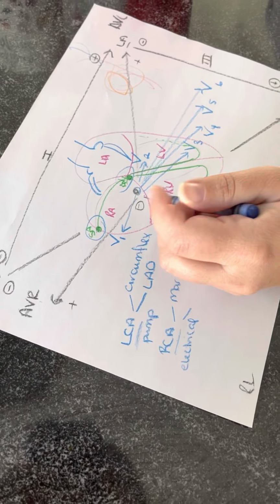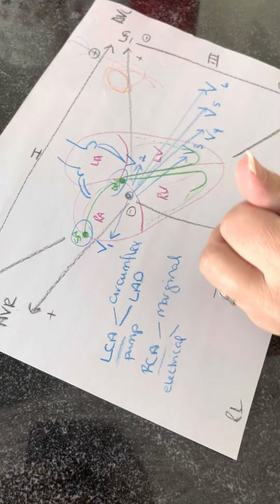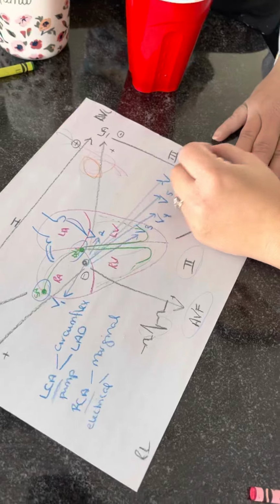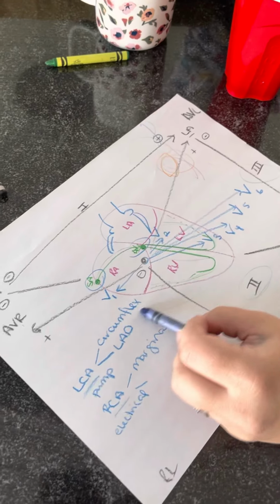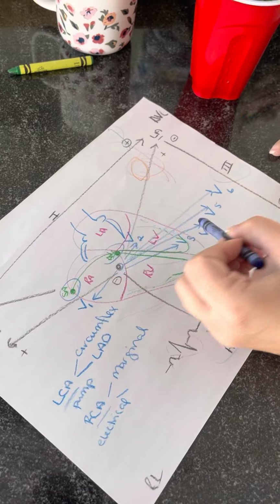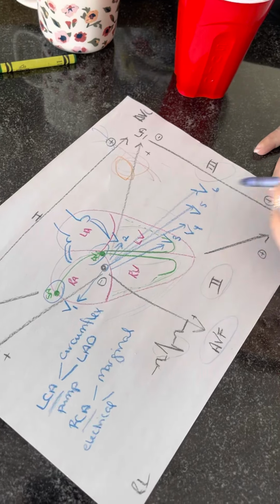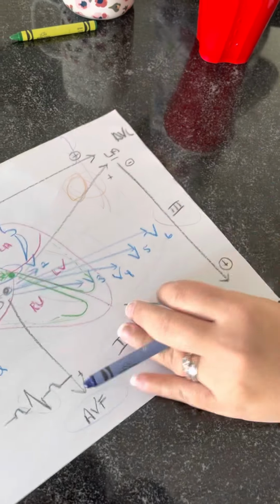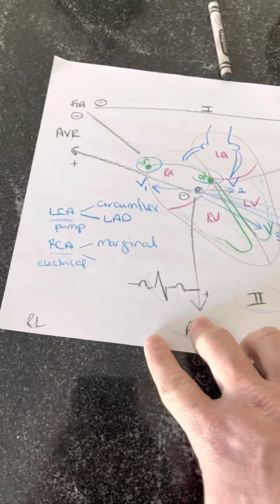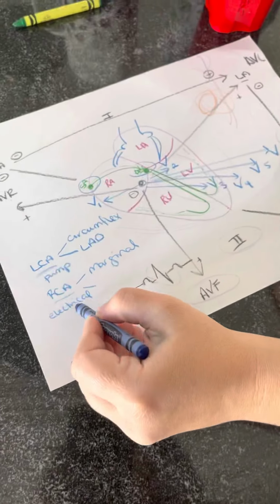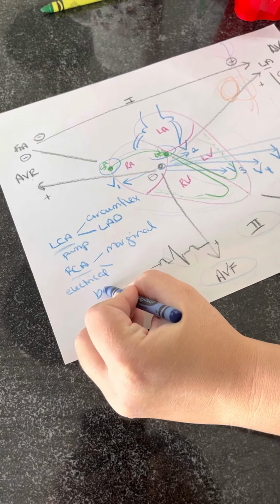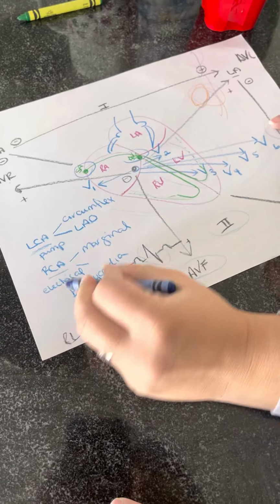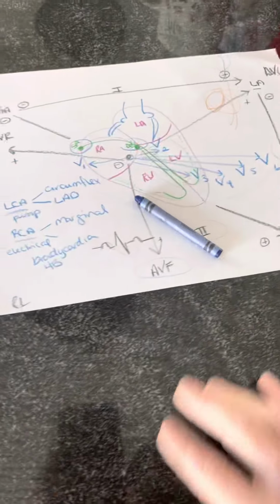Right. So if you're looking at inferior, you're looking at 2, AVF, and I think 3. Because you're looking at the bottom of the heart when they talk about inferior. And lateral, you're looking at the side, you're looking at V4, 5, and 6. Does that make sense? So another thing with the RCA, so electrical, you're going to see bradycardia or heart block if someone's having a right-sided MI.